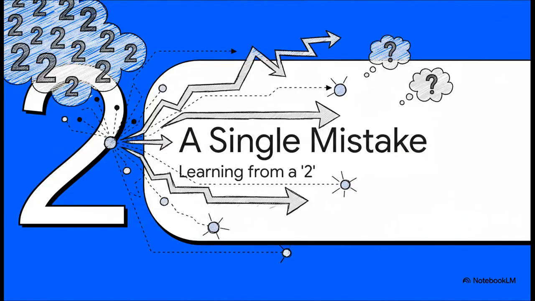Now, trying to think about all those adjustments across thousands of different examples all at once, well, it's pretty mind-boggling. So to make sense of it, let's zoom way in. Let's just focus on what the network can possibly learn from one single mistake on one single training example. In this case, a handwritten digit 2.